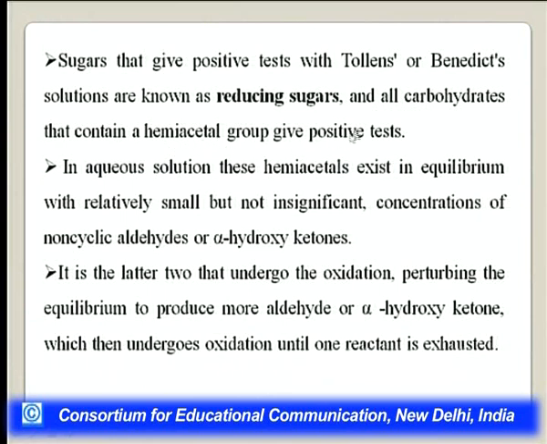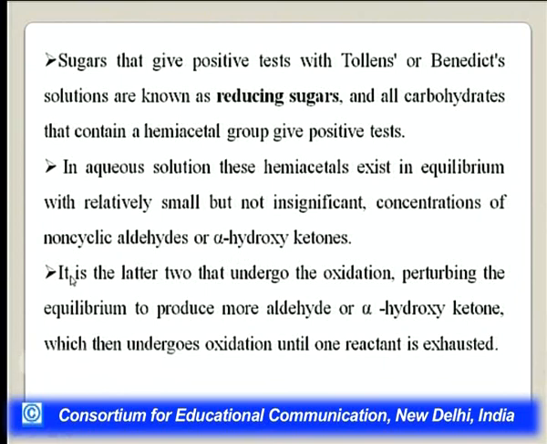So, what is the condition for a carbohydrate to be a reducing sugar or to give the positive test? In another way, we can say, what are the carbohydrates which give a positive test? That must have a hemiacetal group in their structure. In aqueous solution, these hemiacetals exist in equilibrium with relatively small but not insignificant concentrations of non-cyclic aldehydes, or we can say open chain structure, or alpha hydroxy ketones.